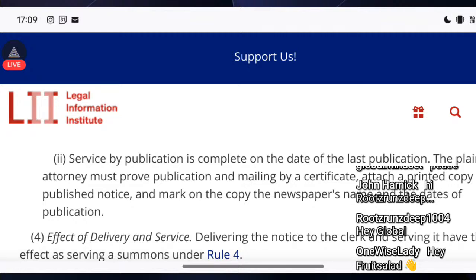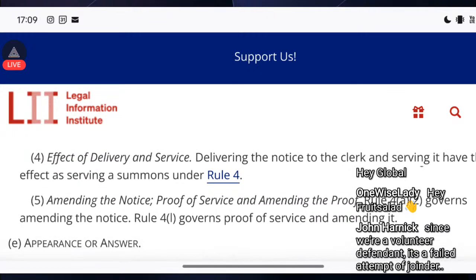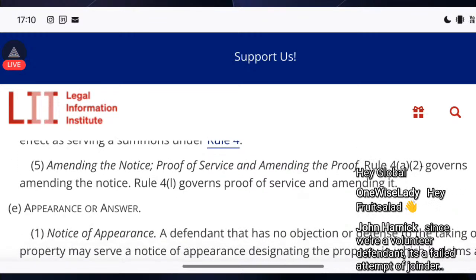Service by publication is complete on the date of last publication. The plaintiff's attorney must prove publication and mailing by a certificate, attaching a printed copy of the published notice, and mark on the copy the newspaper's name and the dates of publication. Effective delivery and service. Delivering the notice to the clerk and serving it have the same effect as serving a summons under Rule 4.